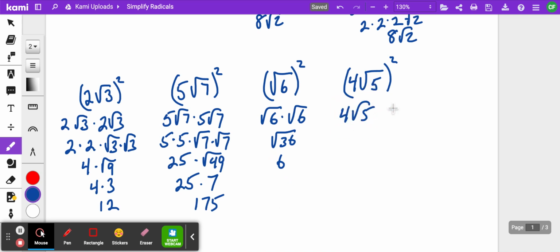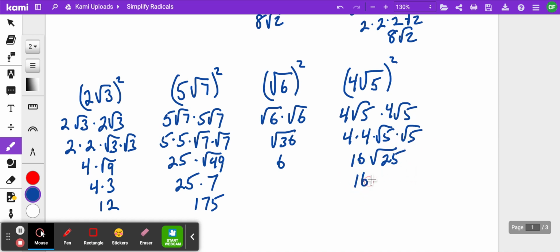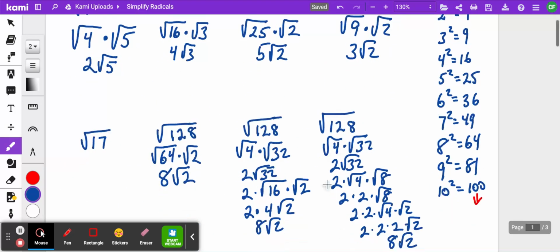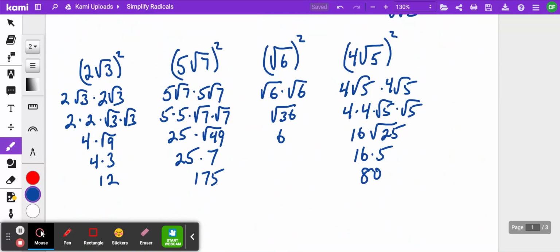What did you get for this one? 4 root 5 times 4 root 5. Group them together. Okay, I wouldn't skip steps. Just keep doing the same thing. 16 root 25. Square root of 25 is 5. 16 times 5 is 80. That's all you need for breaking down radicals and squaring them.